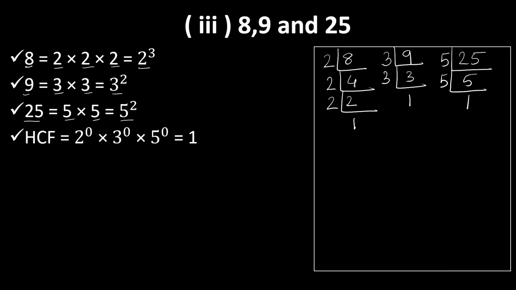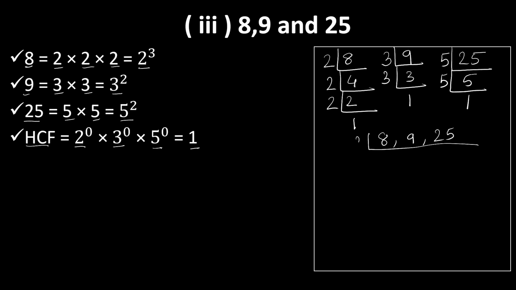So finally, the highest common factor of all these three numbers will be equal to 2 raised to 0 into 3 raised to 0 into 5 raised to 0, which is equal to 1. Here we could observe that the least exponent possible for 2, 3 and 5 is 0. Therefore, we write 2 raised to 0 into 3 raised to 0 into 5 raised to 0, which is equal to 1. Now let's find the lowest common multiple using the prime factorization method. So we'll be dividing 8, 9 and 25.